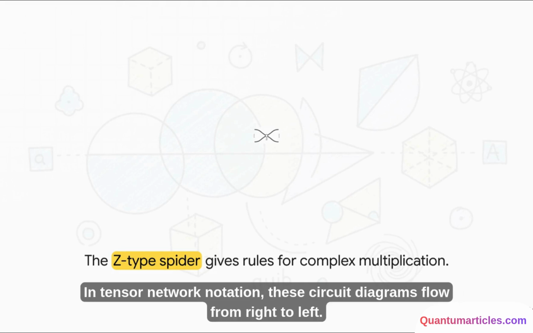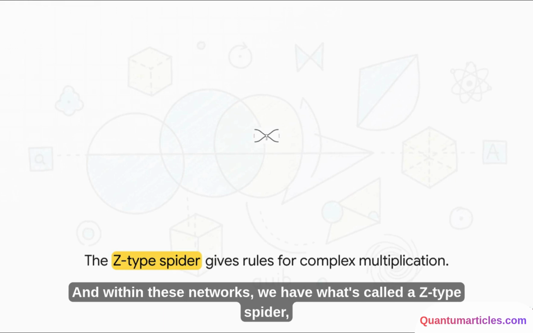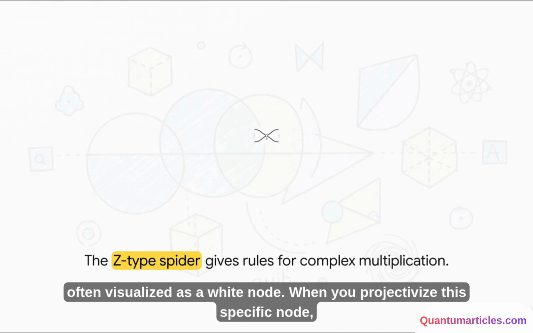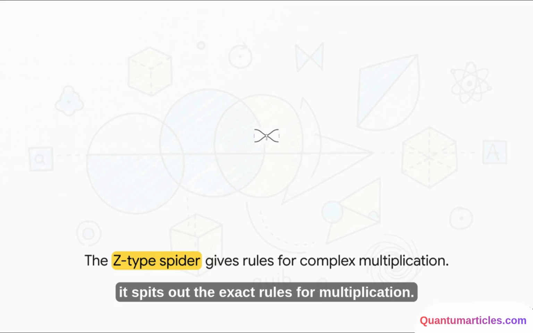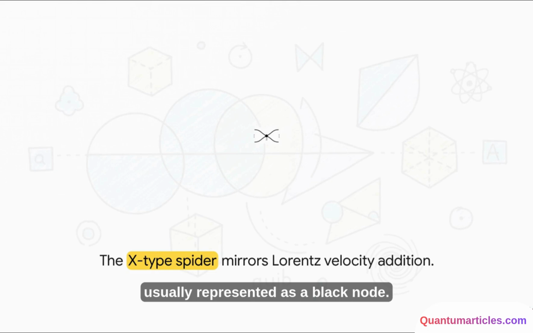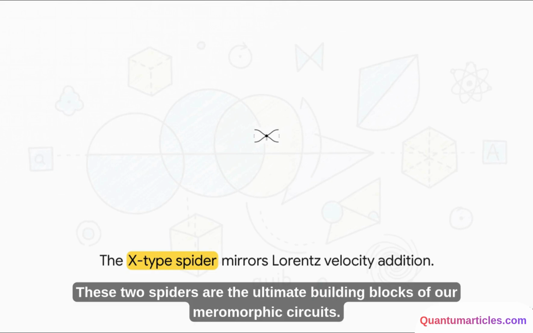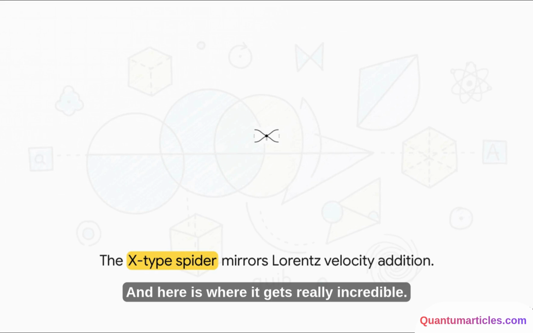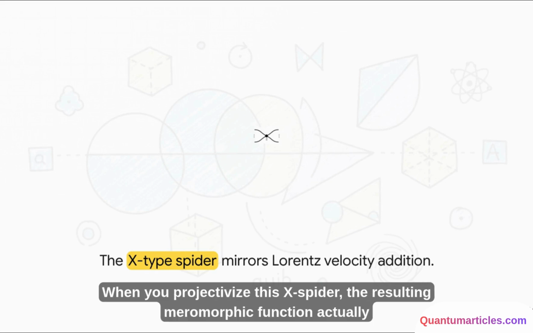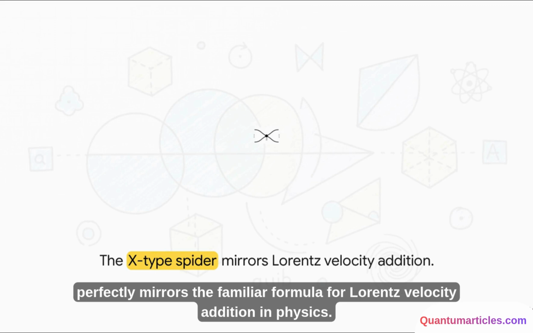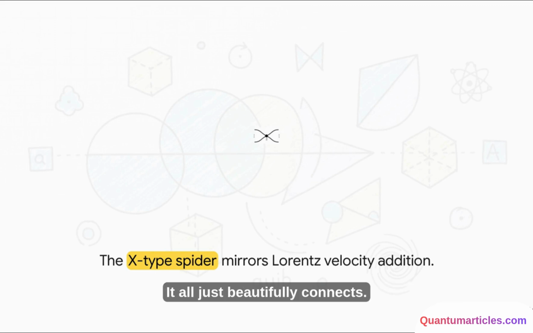In tensor network notation, these circuit diagrams flow from right to left. And within these networks, we have what's called a Z-type spider, often visualized as a white node. When you projectivize this specific node, it spits out the exact rules for multiplication. And right alongside that, we have the X-type spider, usually represented as a black node. These two spiders are the ultimate building blocks of our meromorphic circuits. And here is where it gets really incredible. When you projectivize this X-spider, the resulting meromorphic function actually perfectly mirrors the familiar formula for Lorentz velocity addition in physics. It all just beautifully connects.